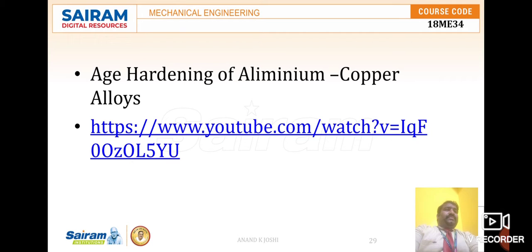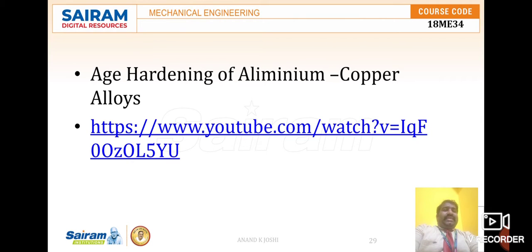First one is solution treatment, then quenching, and aging. The solution treatment involves heating the alloy to a certain temperature that causes the alloying atoms to dissolve into solution, resulting in a homogeneous solid solution of single phase. This is going to happen.